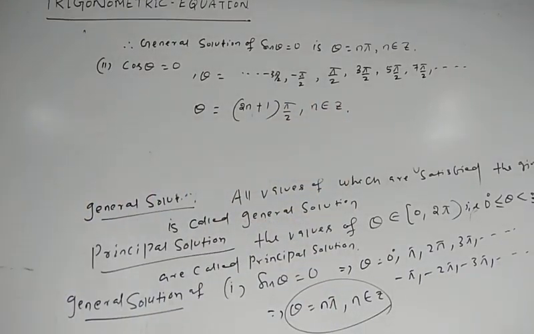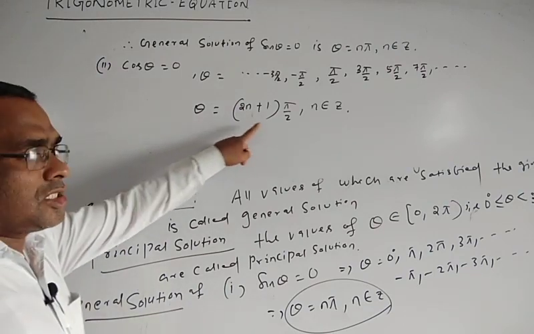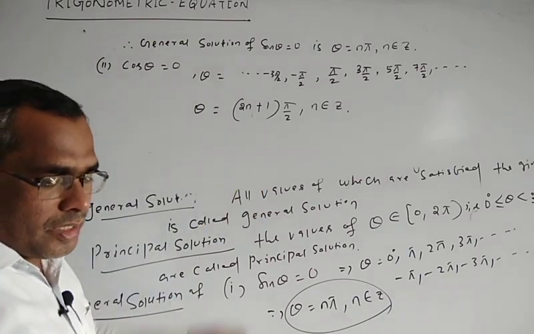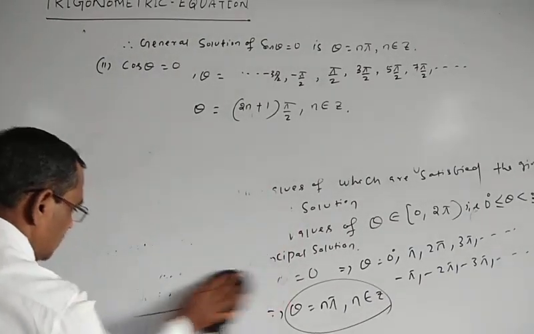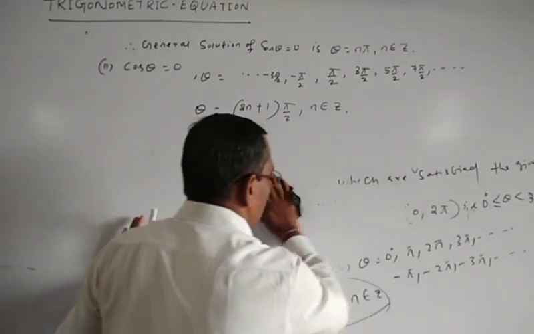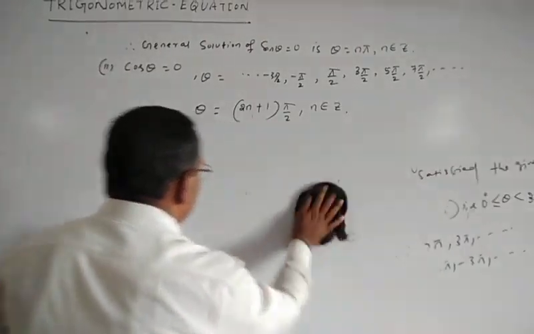Okay. So the general solution of cos theta is equal to 0 is theta is equal to 2n plus 1 into pi by 2. Next, tan theta is equal to 0. What is the general solution of tan theta is equal to 0?